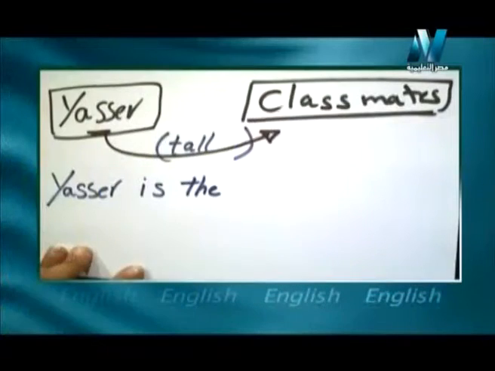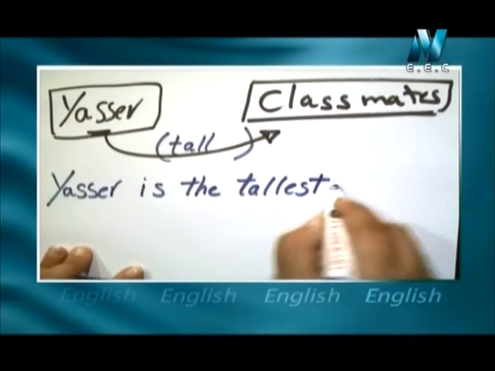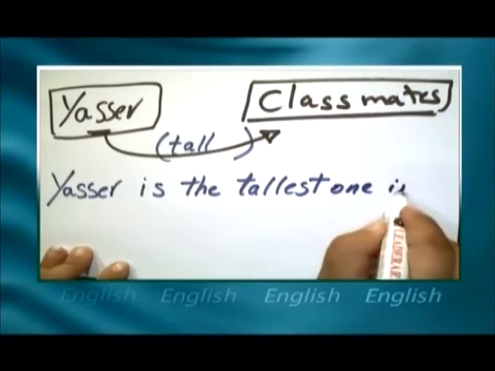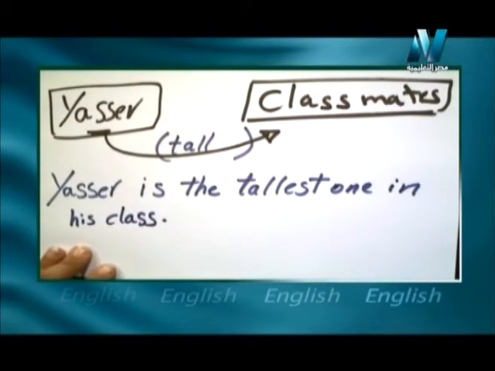هعمل الفورم دي إزاي؟ I'm going to say, for example, I have the word here. Let's say tall. This is the adjective. I will say Yasser is the tallest one in his class. أطول واحد في الكلاس بتاعه.